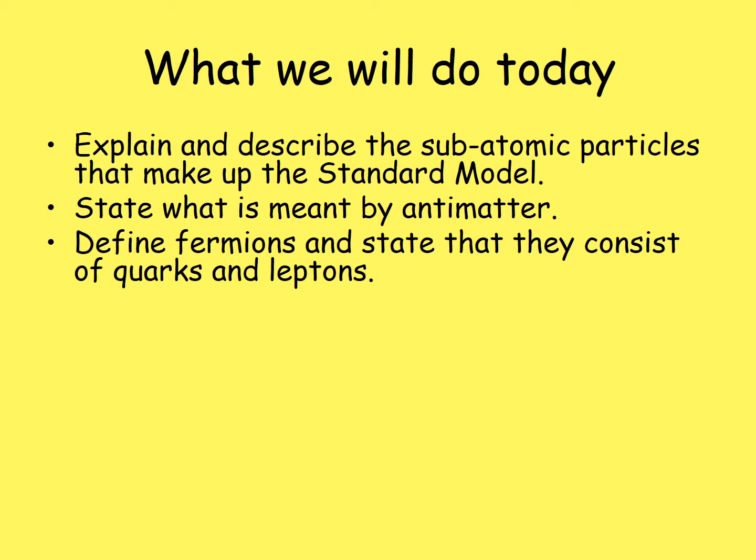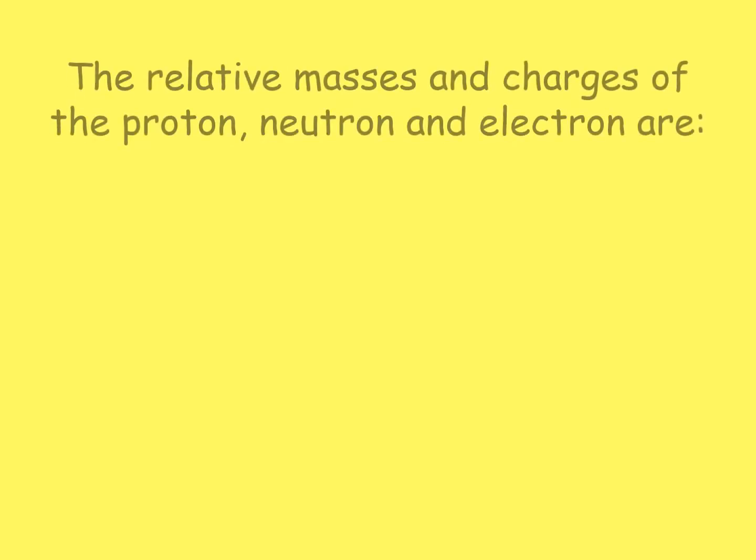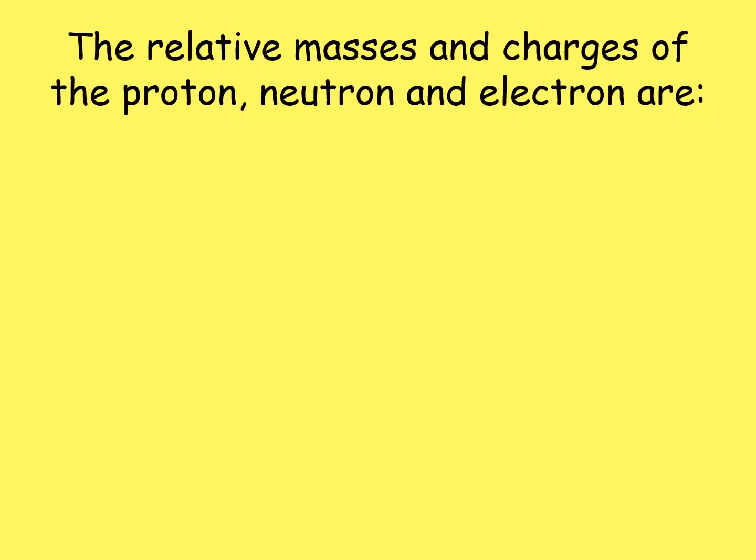What we will do today is explain and describe the subatomic particles that make up the Standard Model, state what is meant by antimatter, and define fermions, and state that they consist of quarks and leptons. First of all, let's revise the subatomic particles we're already aware of, the proton, neutron and electron. Let's examine their relative masses and their charges.